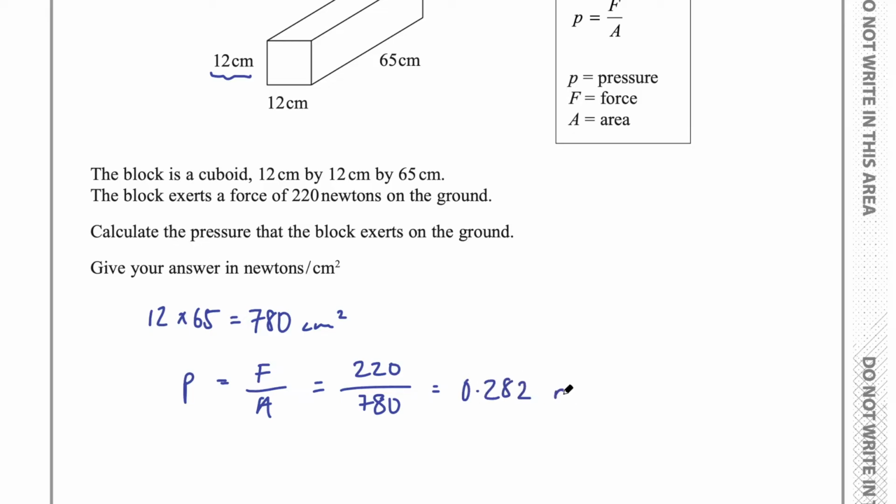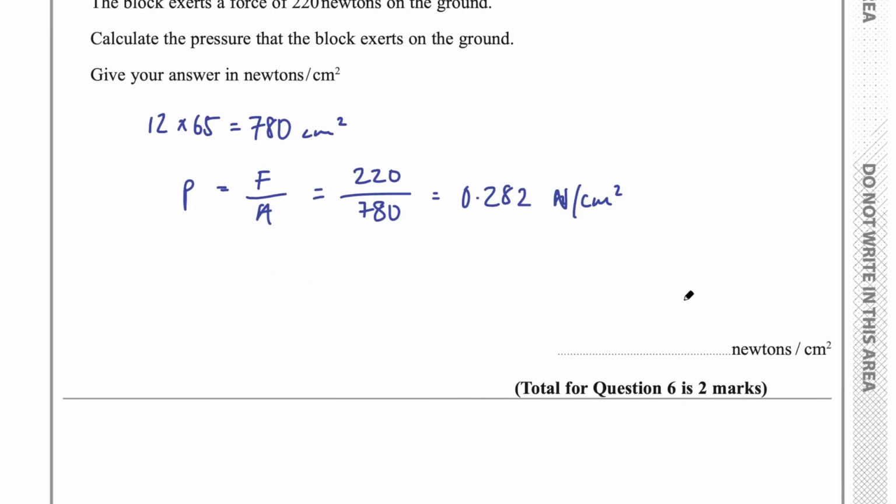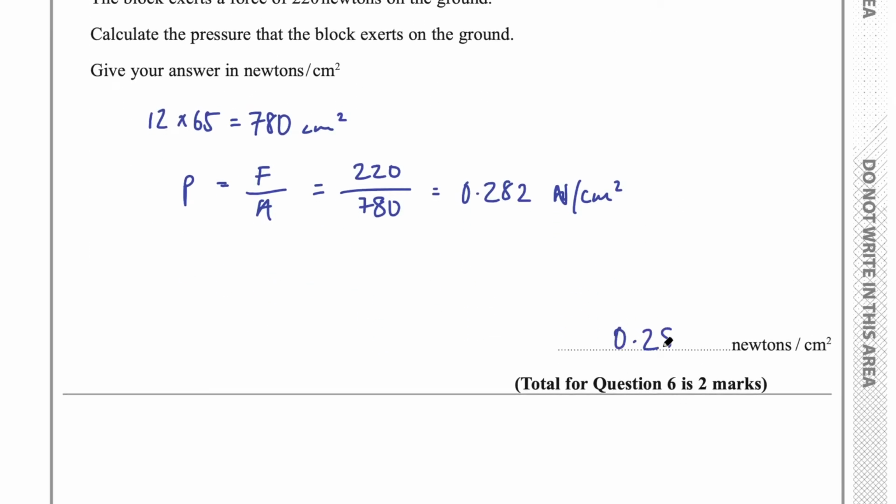0.282 newtons per centimeter squared. And it doesn't say a degree of accuracy, so round off to whatever you like. I'm not sure if you can even give your answer as a fraction. I don't know, but I would just leave that as a decimal. And so my final answer is 0.282 there for 2 marks.